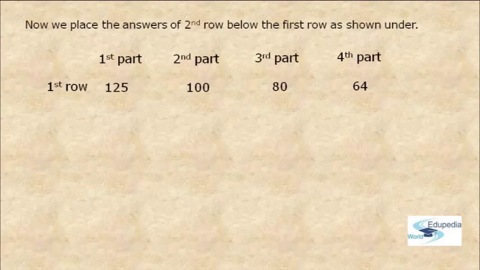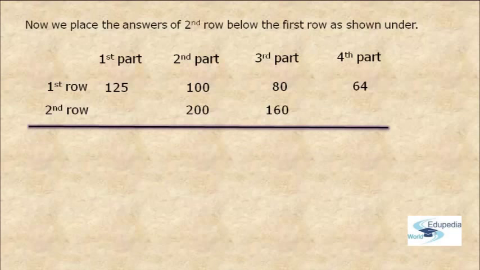So at first we have to write the first row answers, and below it we have to write the second row answers, so that the first part and the second part of the second row answers should be written right below the second part and the third part of the first row answers. After writing like this, now let us place a horizontal bar.